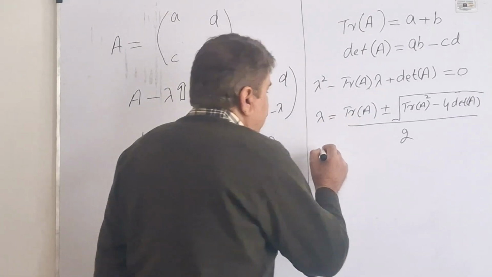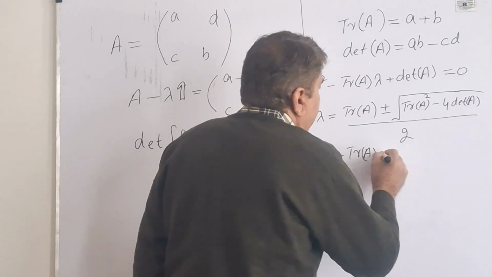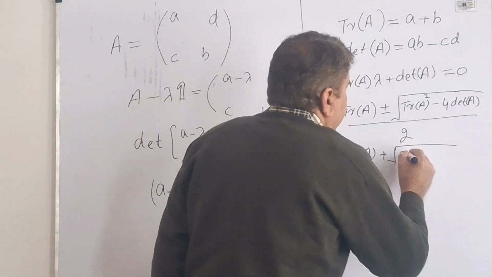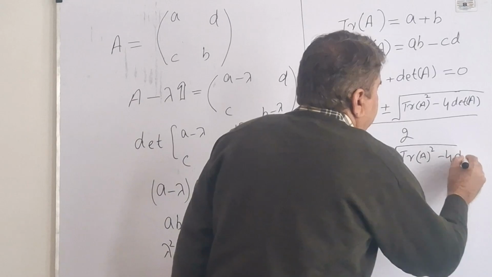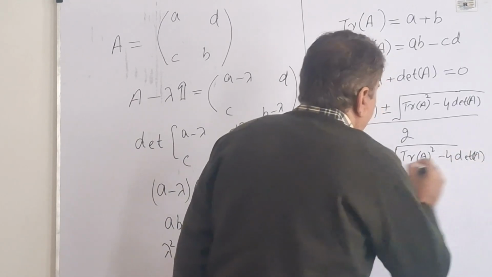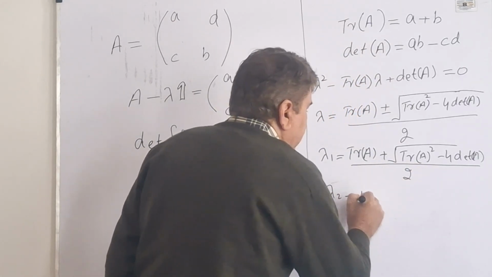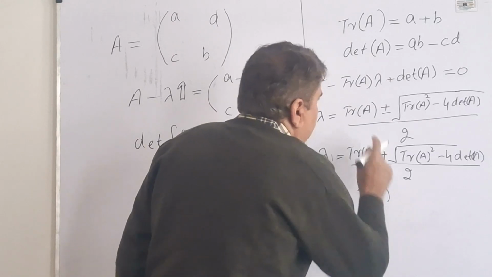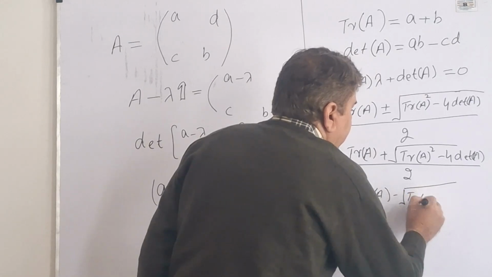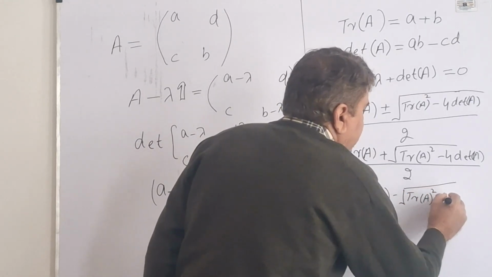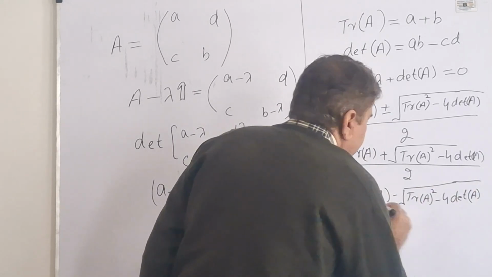and for that I want to write this equation in the form of lambda 1 equals trace of A plus square root of trace of A whole squared minus 4 determinant of A, the whole divided by 2, and lambda 2 equals trace of A, now I'm writing the negative sign, minus square root of trace of A whole squared minus 4 determinant of A, divided by 2.